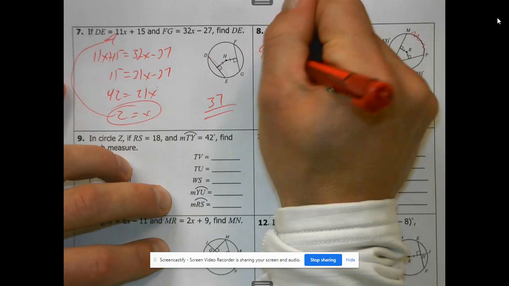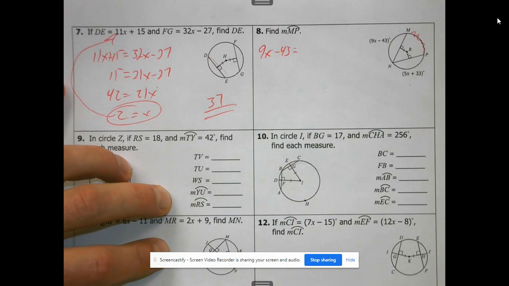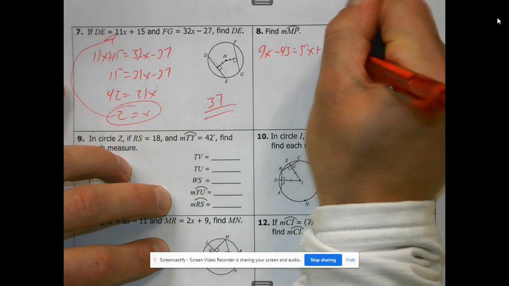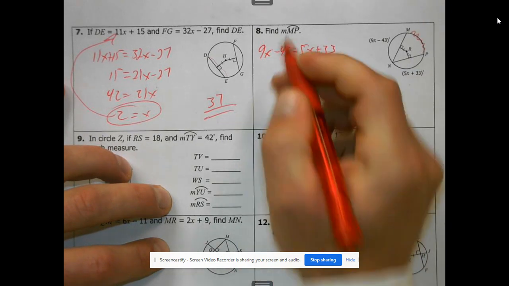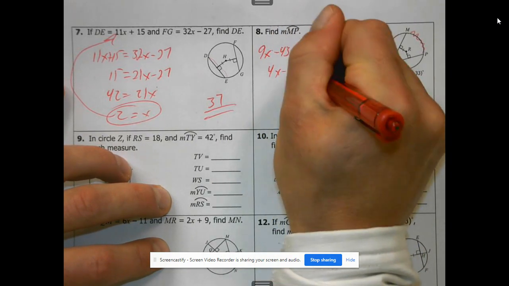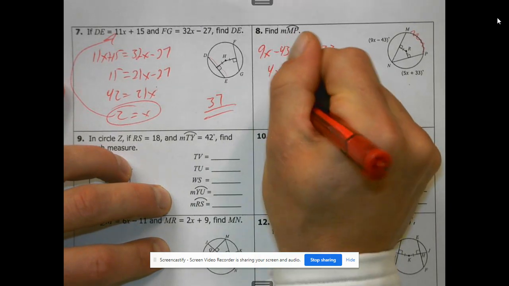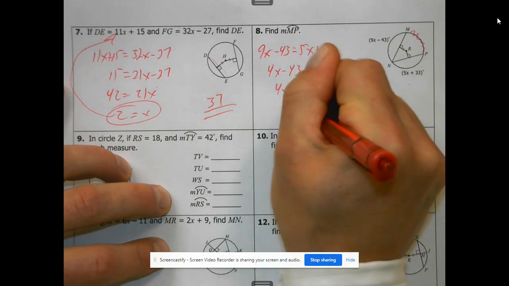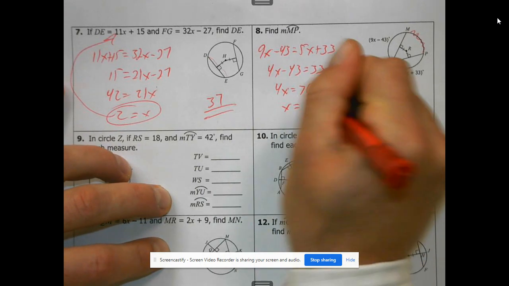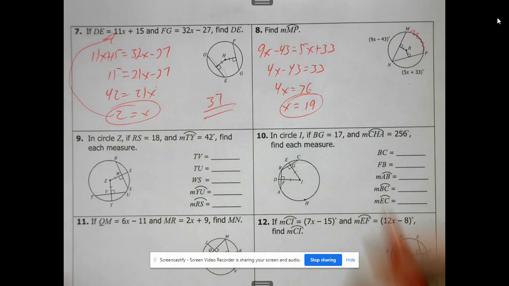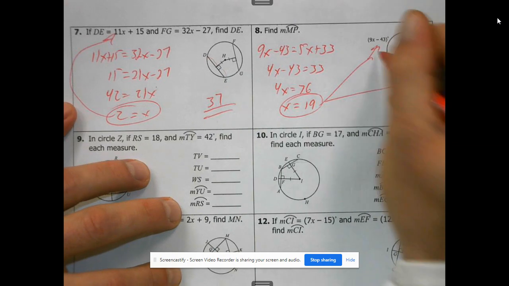9x minus 43 is 5x plus 33. Subtract the 5x over. Add 43 over. 4x is 76. 4 goes in there 19 times. Okay, here's the problem. I'm going to plug it back into both of these right here.